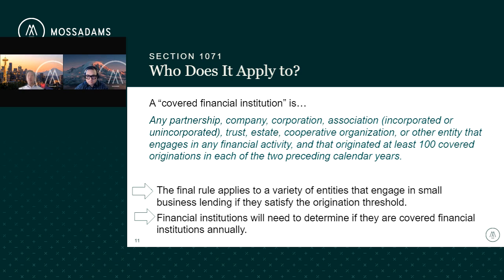One other point I wanted to pull out here was that a non-covered financial institution may voluntarily collect data under the final rule in certain circumstances, such as if it recently reported data as a covered financial institution, is about to become a covered financial institution, or isn't covered but commits to report data it voluntarily collects. Just a couple of things I wanted to cover there.